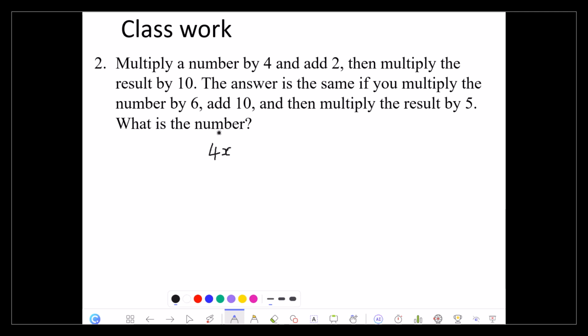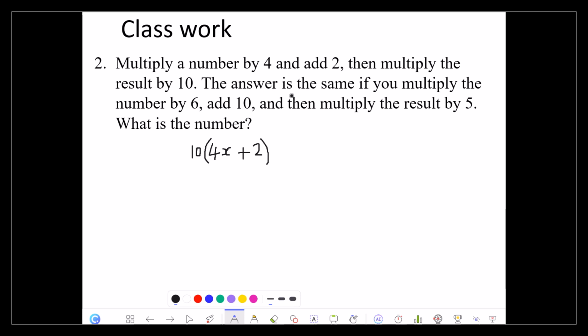So I don't know the number. If the number is x, so multiply a number by 4, that is 4x. Now say and add 2. And add 2 means just put plus 2. That means 4x plus 2. Now say then multiply the result by 10. That means you open your bracket, put 10 outside, close the bracket. You have interpreted this first part of the question. You have multiplied the number by 4, 4x. You have added 2, plus 2. You have multiplied the result by 10, bracket 10. That is all. Now let's go to the next sentence.